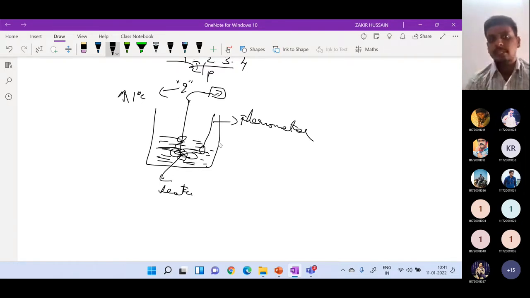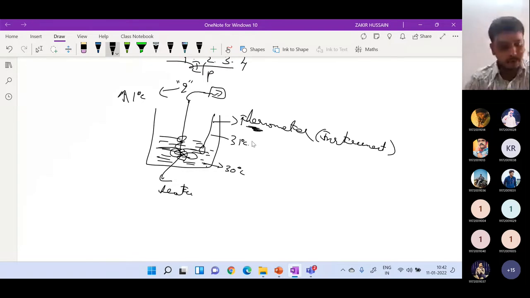So how quickly is the thermometer responding? For example, if the water initially has a temperature of 30 degrees centigrade, and you supply 1 degree centigrade amount of heat through the heater, the instrument has to read 31 degrees centigrade. But whether the instrument, here a thermometer, responds to that instantaneous change, that 1 degree centigrade rise in the temperature, is our main operating criterion.